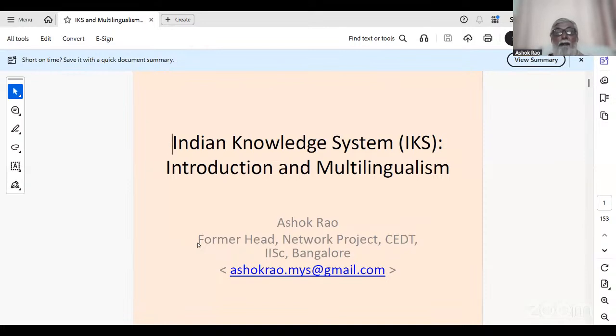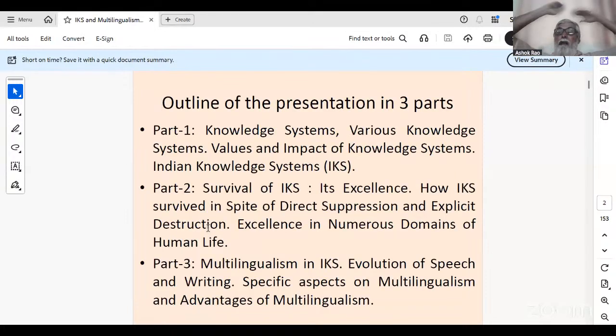the flow. Okay. So this is my presentation. I look at both IKS and multilingualism issue, and specifically the whole presentation will be done in 3 parts. The first part looks at the idea of knowledge system, various knowledge systems, and specifically IKS.